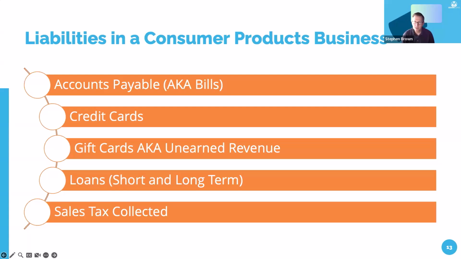Mark asked me a question. I'll come back to that, Mark. Let me go back to the QuickBooks and I'll show you that. Loans, short and long term, and then sales tax collected. And I'm actually going to bounce. I had this later, but I want to show you this.